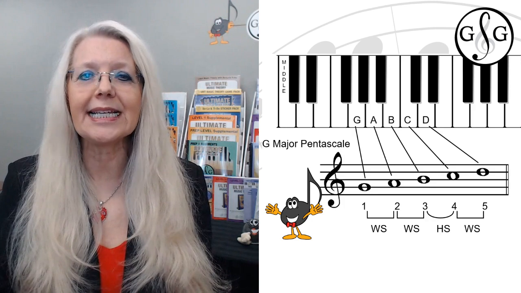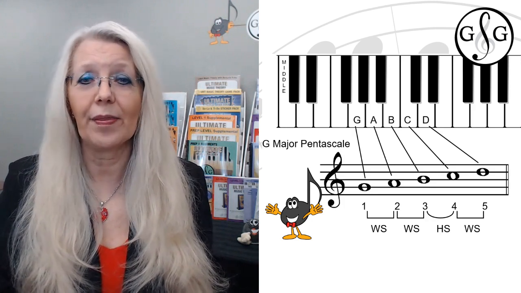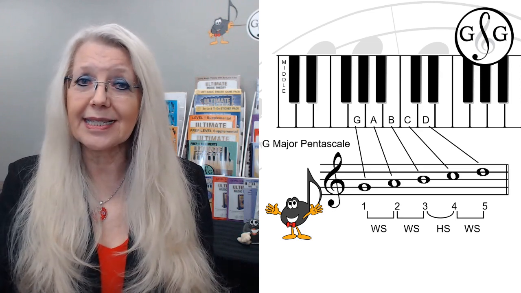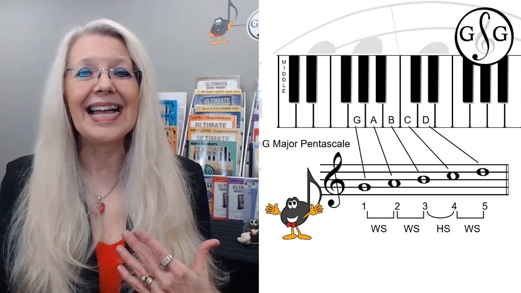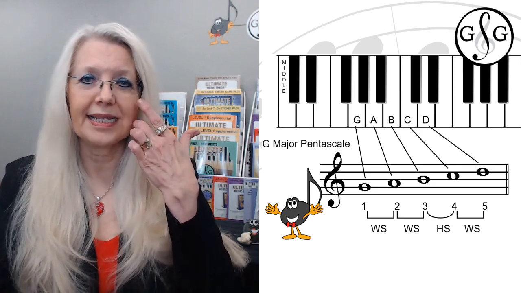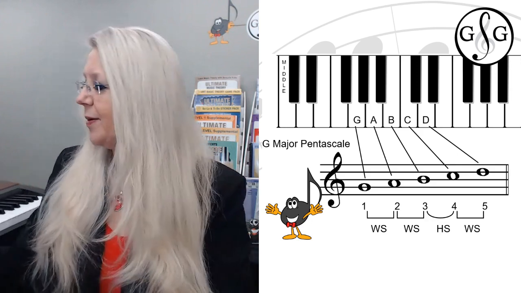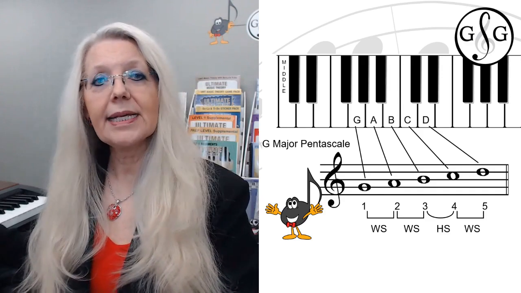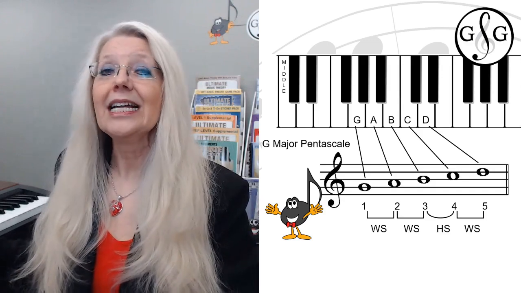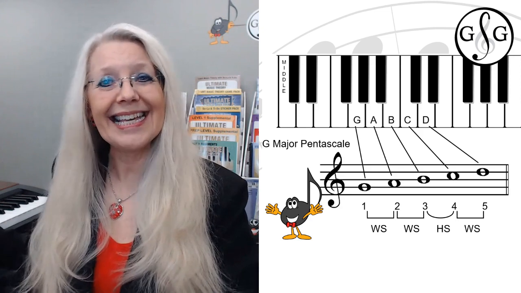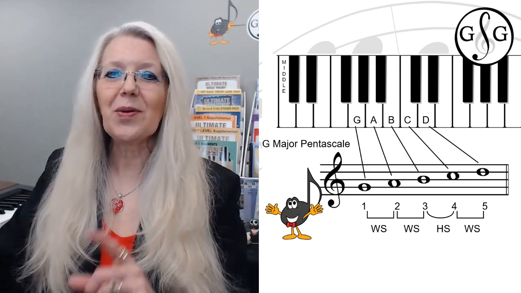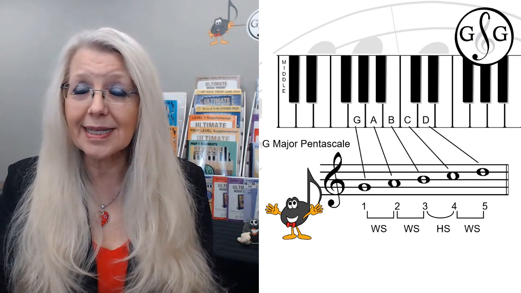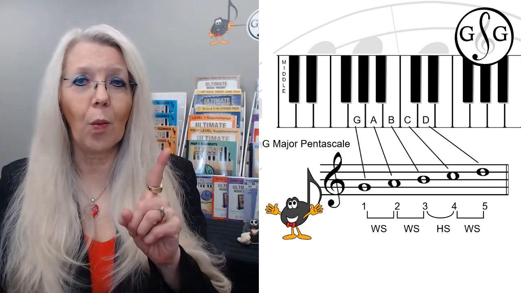So here you can see G major pentascale on the keyboard in the treble clef. Now, a major pentascale sounds happy, right? So listen to G major pentascale as I play it for you. Here we go. Ready? We're in the treble clef. G, A, B, C, D. Very good. Now when we change a major pentascale into a minor pentascale, we only change one note.